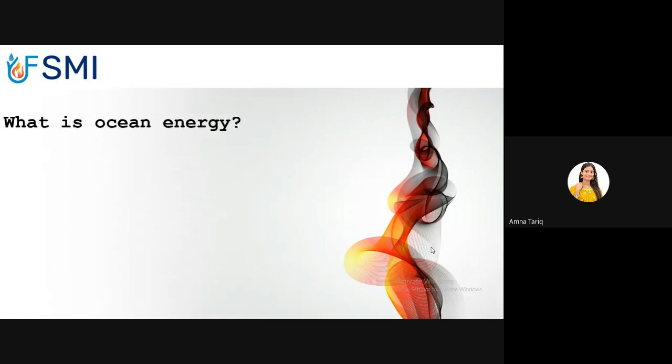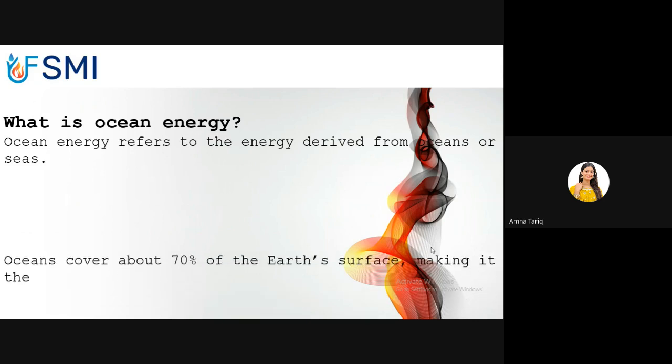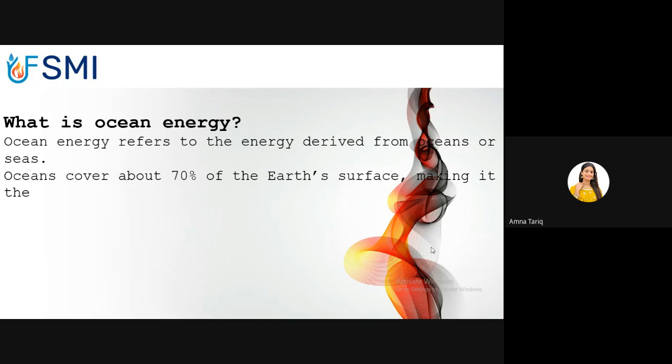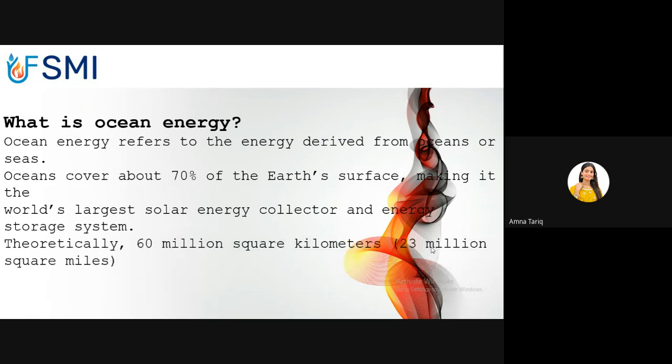And then next, what is ocean energy? Ocean energy refers to the energy derived from the ocean or seas. This is the ocean energy. The ocean covers about 70% of Earth's surface, making it the world's largest solar energy collector and energy storage system.